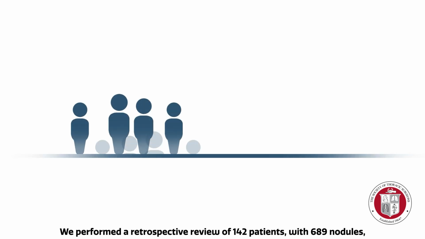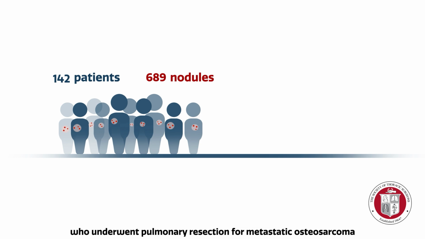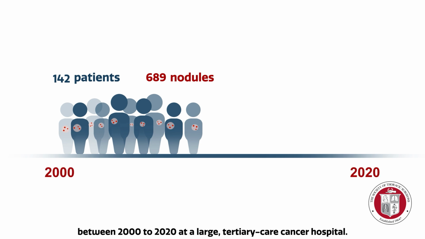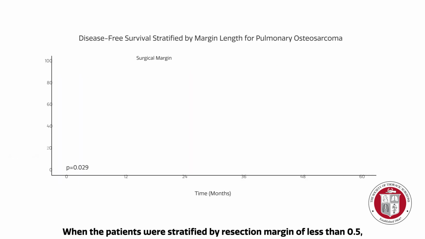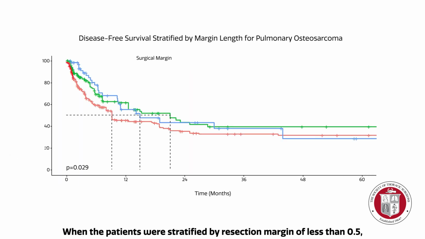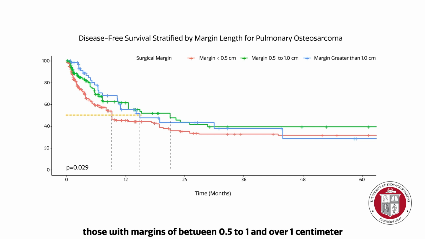We performed a retrospective review of 142 patients with 689 nodules who underwent pulmonary resection for metastatic osteosarcoma between 2000 to 2020 at a large tertiary care cancer hospital. When the patients were stratified by resection margin of less than 0.5, between 0.5 to 1, or over 1 centimeter, those with margins of between 0.5 to 1 and over 1 centimeter both had significantly longer times until disease recurrence.